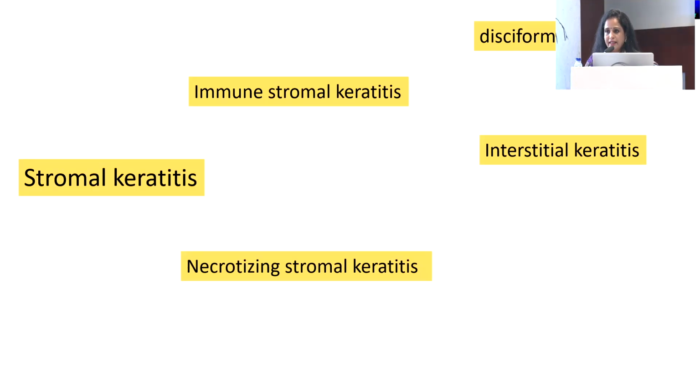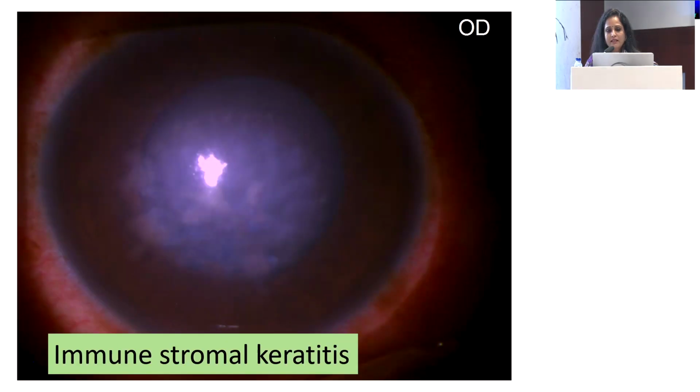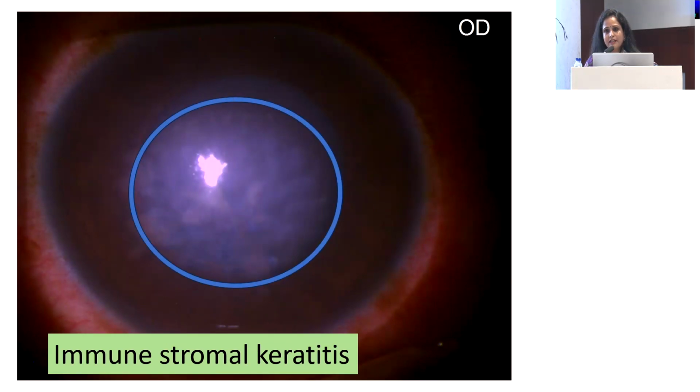So the next stage is stromal keratitis. Here we have two types: immune stromal keratitis and necrotizing stromal keratitis. The immune stromal keratitis can be disciform or interstitial keratitis. The stromal keratitis is mainly due to immune response to the viral replication in the stromal keratocytes. Immune stromal keratitis or disciform keratitis has central corneal edema which is surrounded by clear stroma.